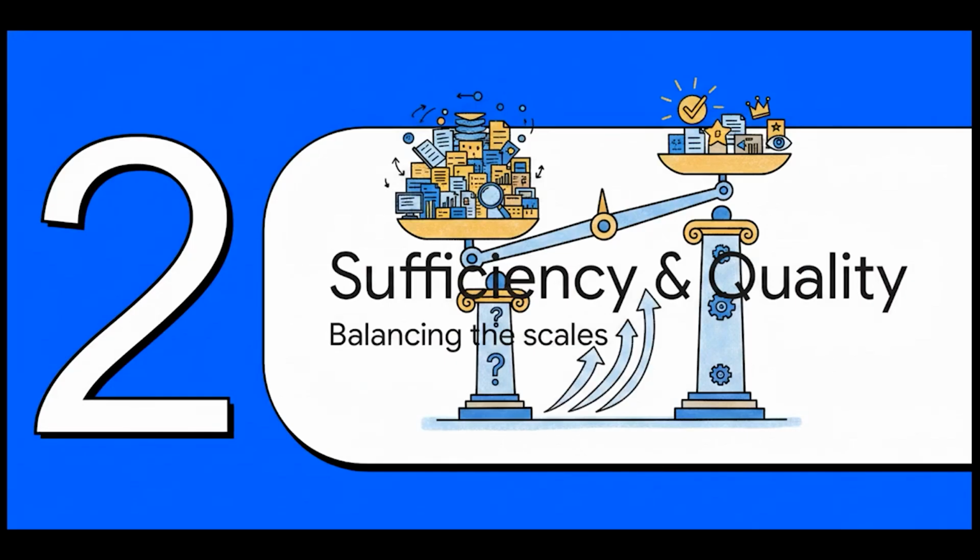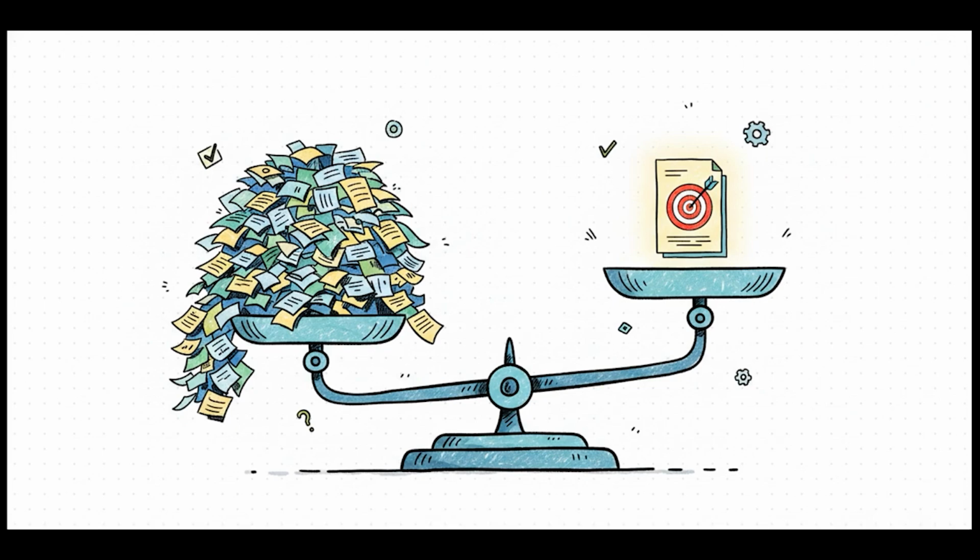Moving right into Section 2, Sufficiency and Appropriateness, it's all about balancing the scales. Let's break this down. Sufficiency is all about quantity, right? Do you have enough evidence? Appropriateness, on the other hand, is all about quality. Is this evidence actually relevant and reliable?